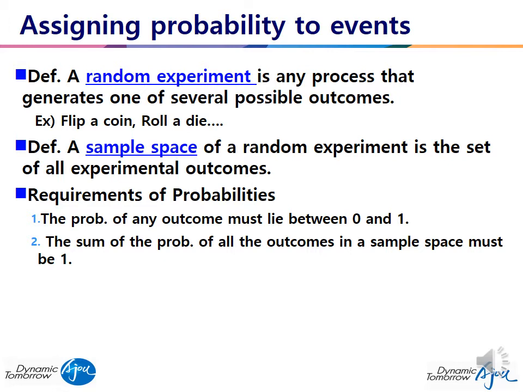The sample space of a random experiment is the set of all experiment outcomes. Sample space. You understand what is a sample space? Flipping a coin, heads or tails. Roll a die, 1, 2, ... 6. Okay. Requirement of a probability. The probability of any outcome must lie between 0 and 1. The sum of the probabilities of all the outcomes in a sample space must be 1.